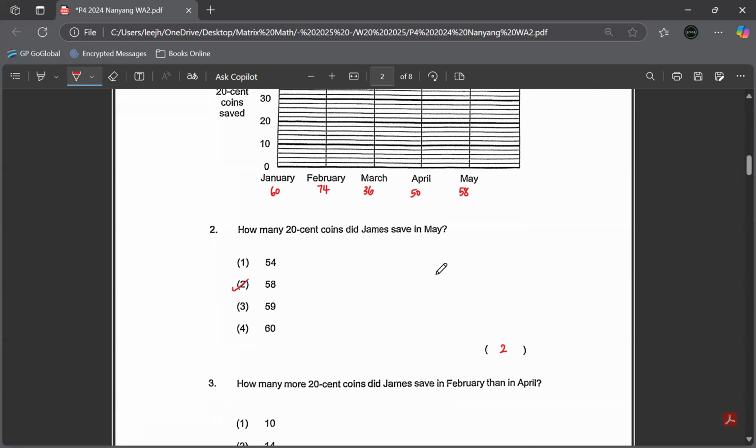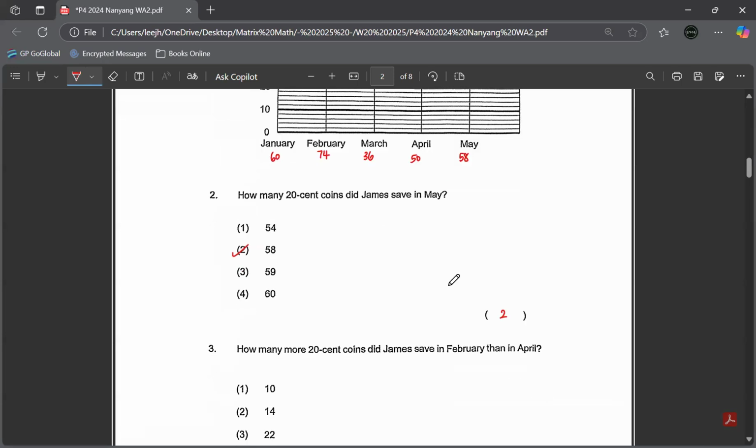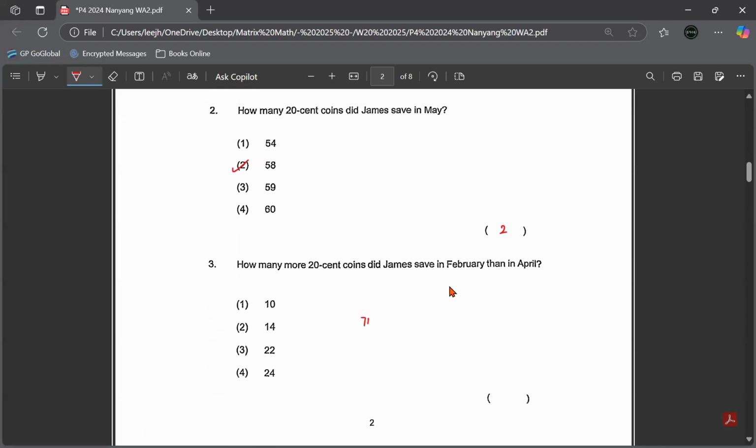Okay, question 3, how many more 20-cent coins did James save in February than in April? In February, we have 74. In April, we have 50. Looking at the difference, we have to take 74 minus away 50. Your answer is 24. So your answer will be option number 4.